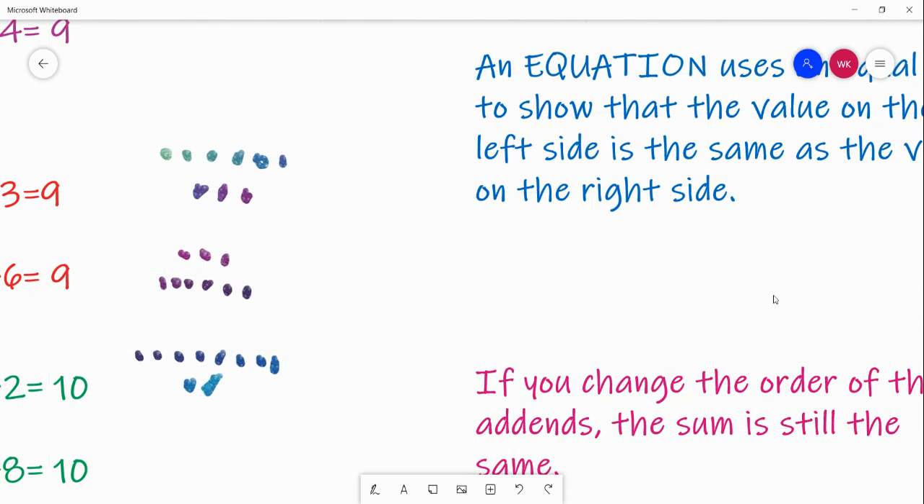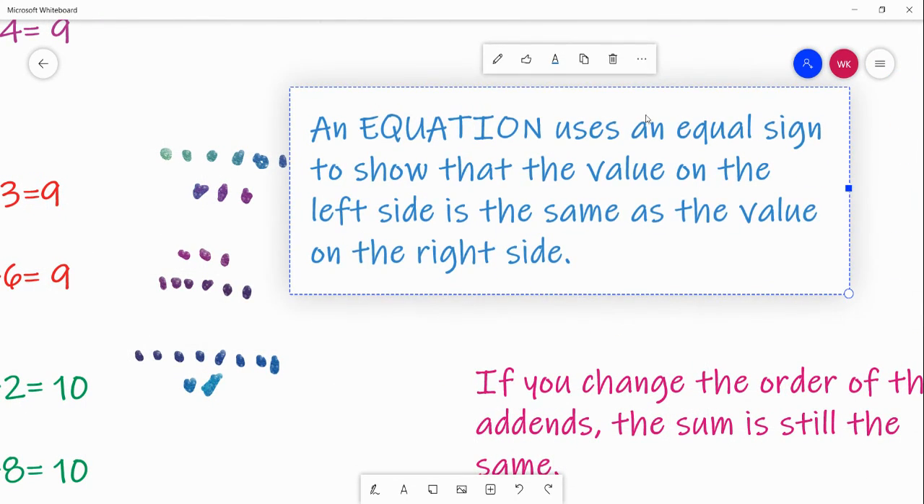So remember, I'll go over it one more time. An equation uses an equal sign to show that the value on the left side is the same or equal to the value on the right side.